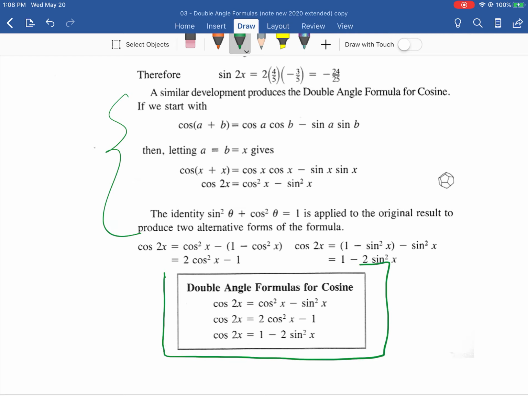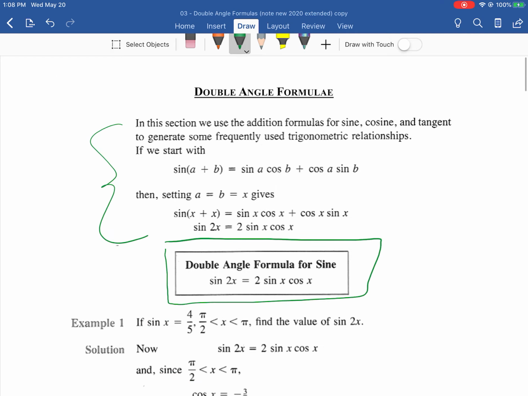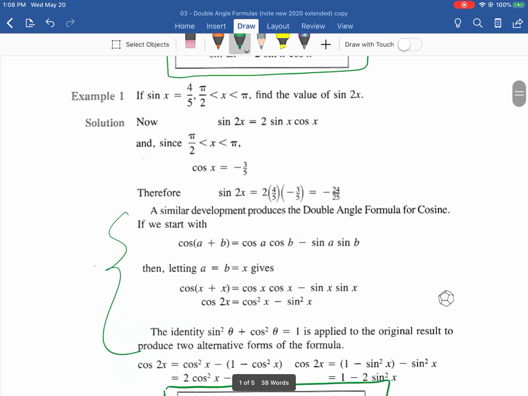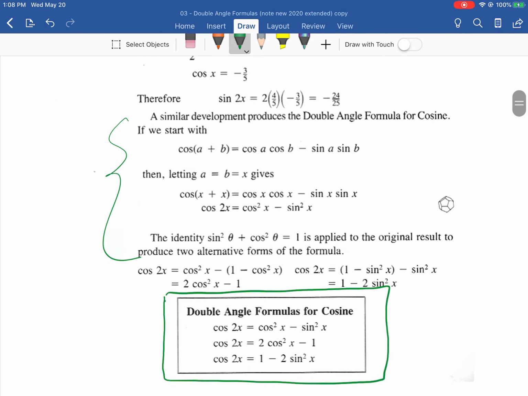Then they do development of the cosine double angle formulae. There are 3 of them, 3 double angle cosine formulas, and they're right there. All they do is take the cosine addition formula from last lesson and put in the same angle. They say, okay, A and B are both x, and so you get these double angle formulas. Again, in this course, you're not responsible for those proofs, just for using them.